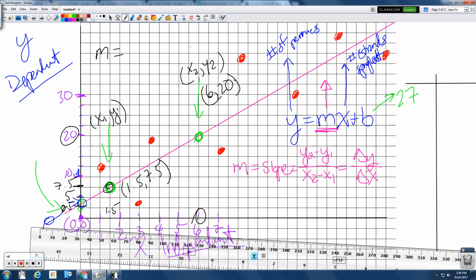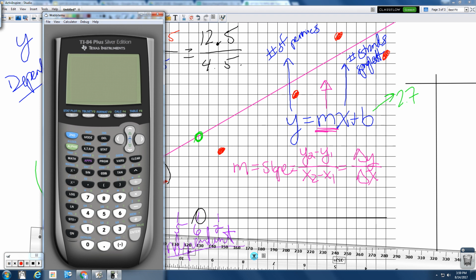X, Y, X, Y. So y2 is 20 and y1 is 7.5. So there's y2, 20, minus y1, 7.5, divided by x2, which is 6, minus x1, which is 1.5. So now, let's erase and get some space to get our full slope finally. I have 20 minus 7.5 is 12.5, right? Divided by 6 minus 1.5 is 4.5.